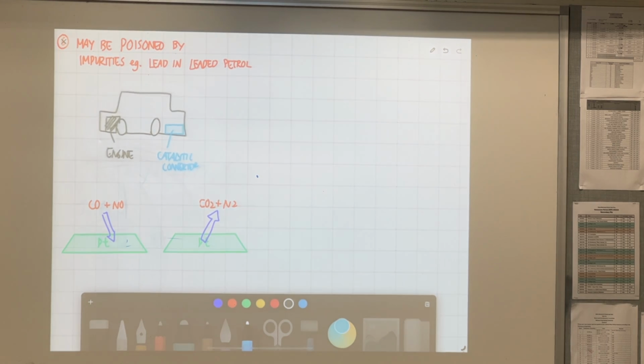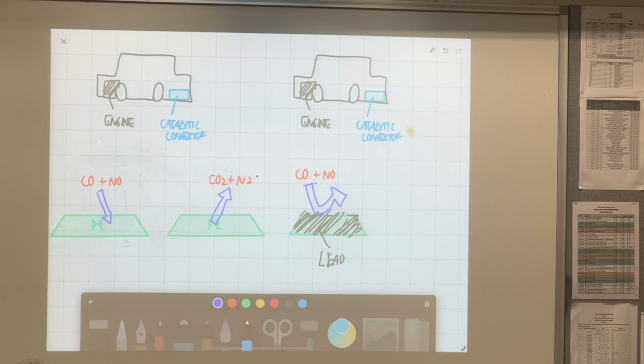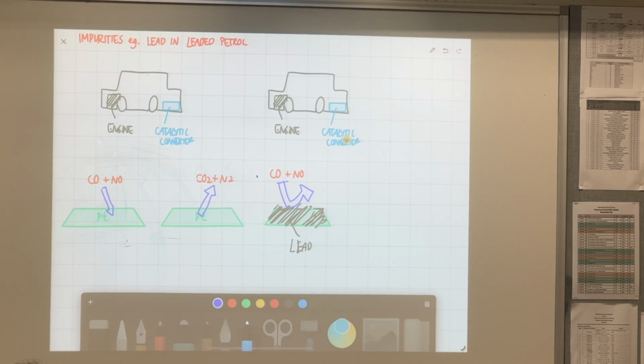But then when you use lead petrol, lead would cover the surface. So this is lead. Would the carbon monoxide and nitrogen monoxide be able to adsorb themselves anymore? No. So you see, no adsorption can occur. Therefore, you are making the catalytic converter not function. It's not functional anymore.